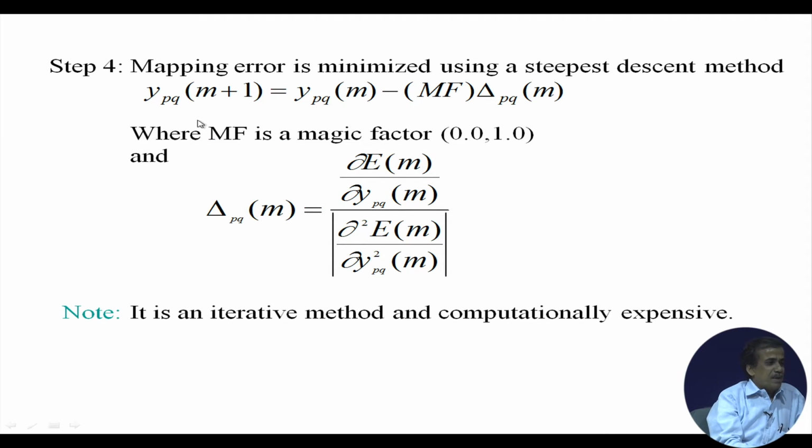Now, step 4, the mapping error is minimized using a steepest descent method, and what is the rule for updating? y_pq^(m+1) is equal to y_pq^m minus MF times delta_pq^m. Now, this m plus 1 is the (m+1)th iteration. Okay. Now, this MF is nothing but the magic factor, and the value of the magic factor will vary between 0 and 1, and that is nothing but the step length.